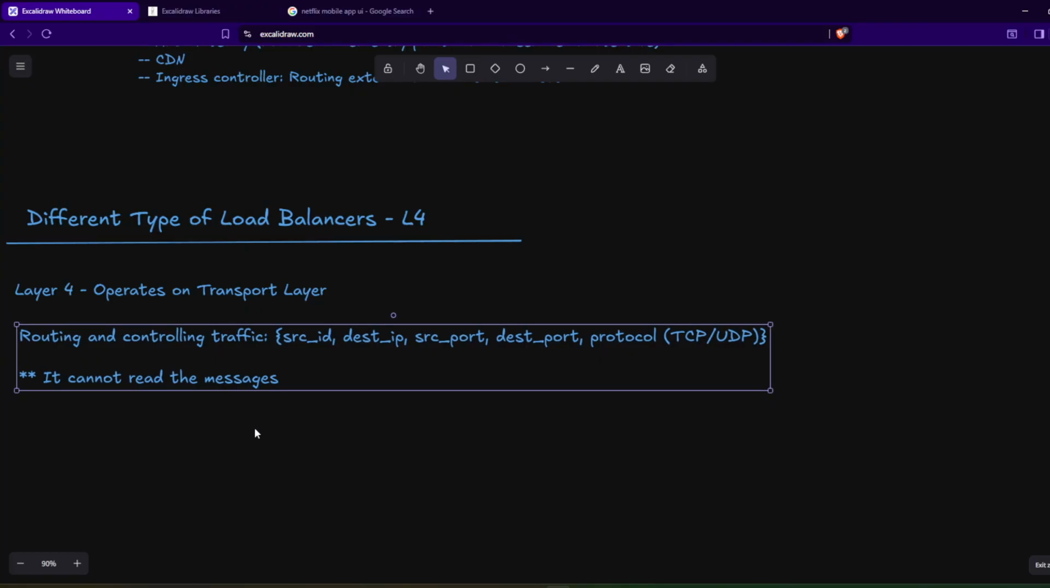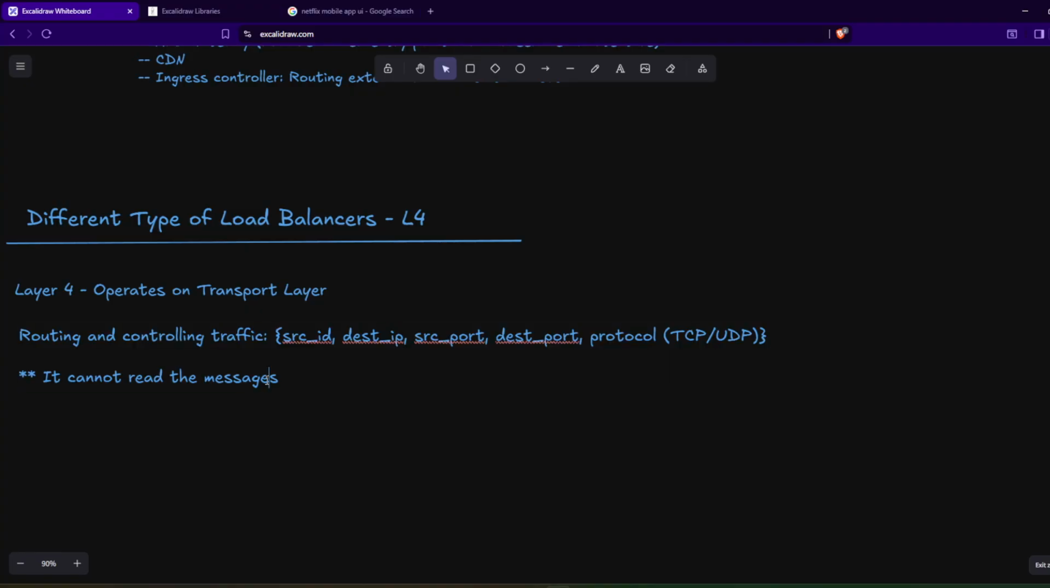Understood? Now let's take an example, and I will just write this statement so that it gets into your mind real quick. It is always connection based, not message based.